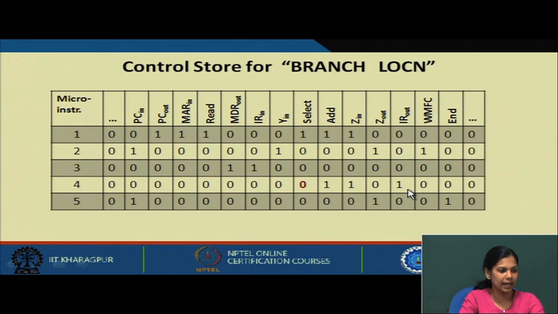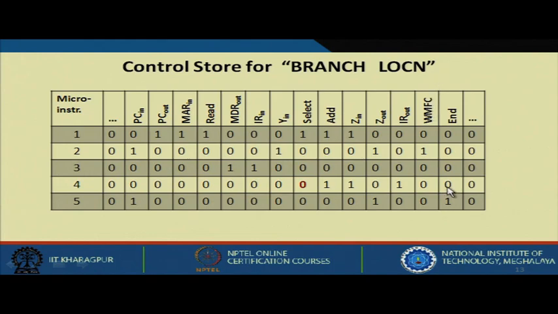That will be added with Y. Y contains the previous PC value. We perform an add, we do Z in, and finally we perform Z out and PC in. PC will be loaded with the new value that needs to be performed for the branch. That means we need to go to that particular location for that branch. So, this is how the control store looks like for branch.